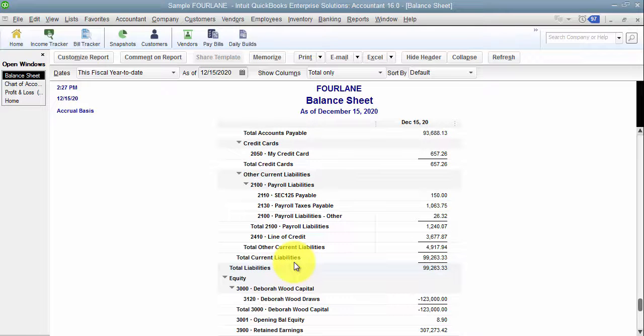And then we have things called other or long-term liabilities. And again, that's where the notes would come into play. That's most of the time what we see in there as long-term liabilities.